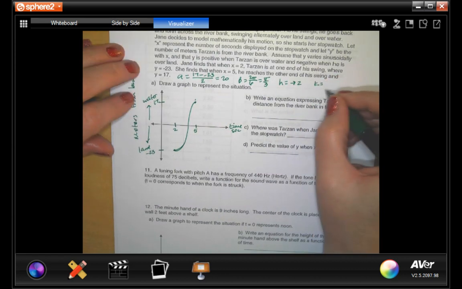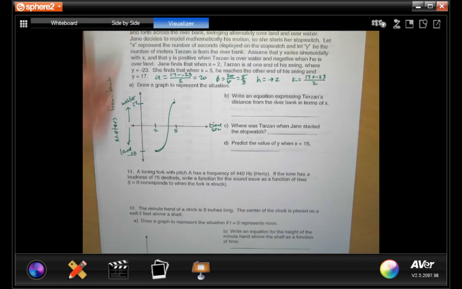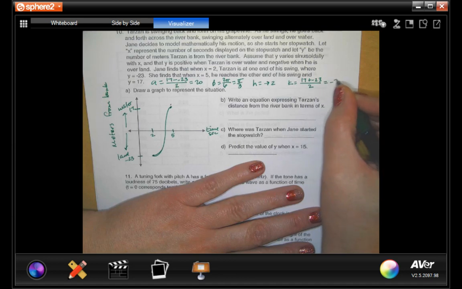17 plus a negative 23 divided by 2. So for A, we subtract them and divide by 2. For K, we add them together and divide by 2. What is 17 plus a negative 23? Negative 6 divided by 2 is negative 3.